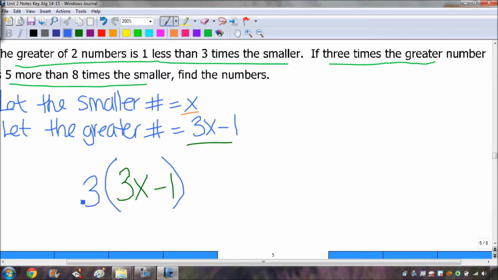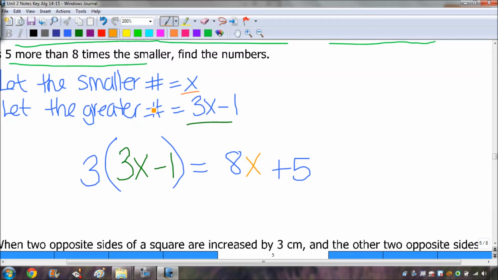So if 3 times the greater number is, so that means I have to say equals, 5 more than 8 times the smaller, so that means I'm going to have to add 5 eventually, okay? And it's 5 more than 8 times the smaller, so the smaller is x, so I'm going to say 5 more than 8x, or 8x plus 5, find the numbers. Now I can just go through and solve my equation without any problems. So this becomes 9x minus 3 equals 8x plus 5.